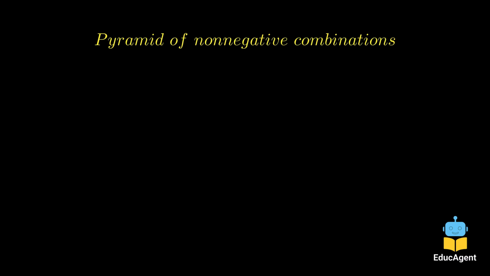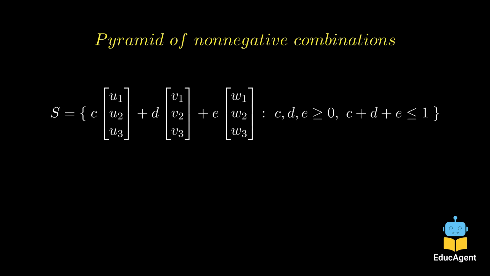Here's the problem we'll solve today. We are given all linear combinations, c times the vector u plus d times v plus e times w, with c, d, e non-negative, and their sum at most 1. Shade the solid region of all such combinations. Then decide whether 1/2 of u plus v plus w lies inside that shaded pyramid.